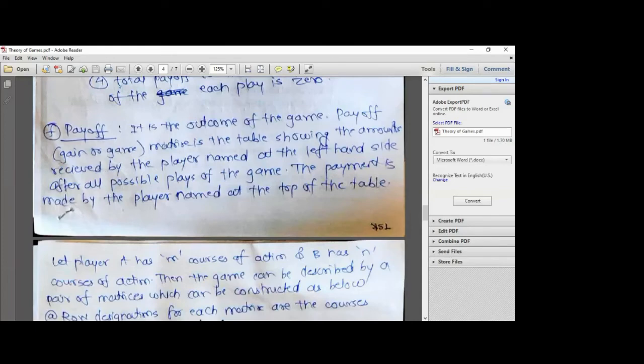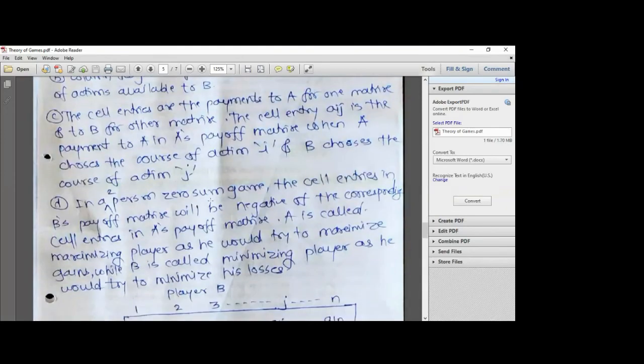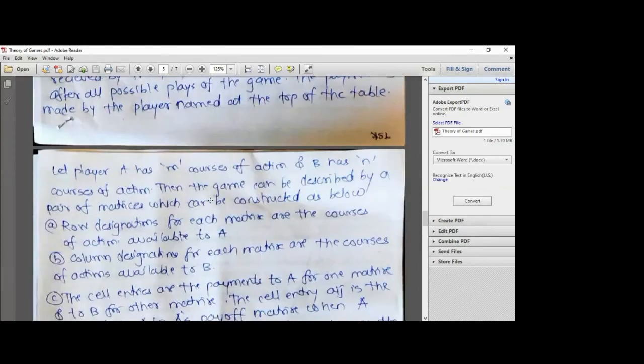Payoff matrix is a table showing the amounts received by the player named at the left hand side after all possible plays of the game. The payment is made by the player named at the top of the table. So to explain what the payoff matrix is, I have taken an example. So this is an example here. Let's think of this.